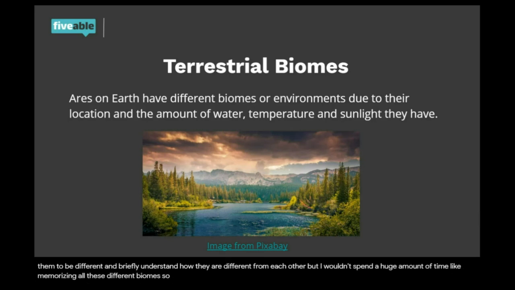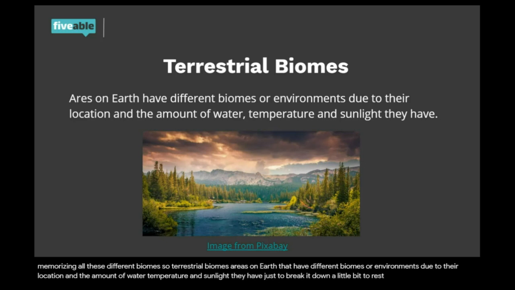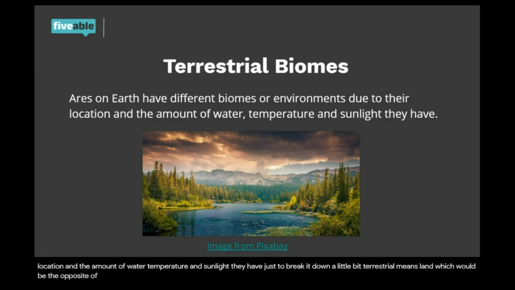So terrestrial biomes are areas on Earth that have different biomes or environments due to their location and the amount of water, temperature, and sunlight they have. Just to break it down a little bit, terrestrial means land, which would be the opposite of aquatic biomes. And so that's what we're talking about here. You can either have terrestrial or aquatic.